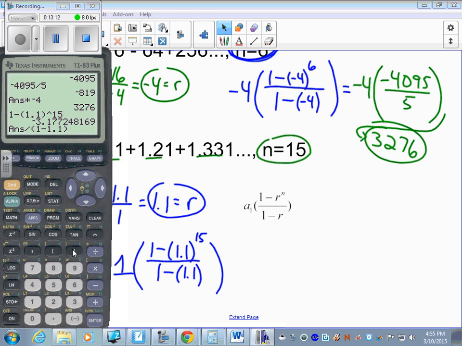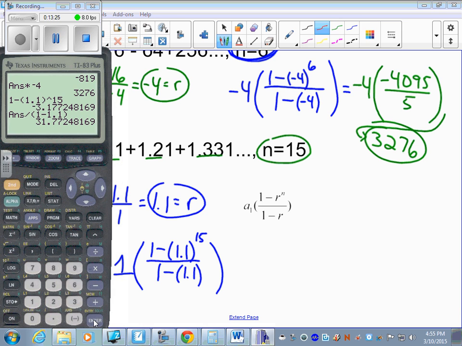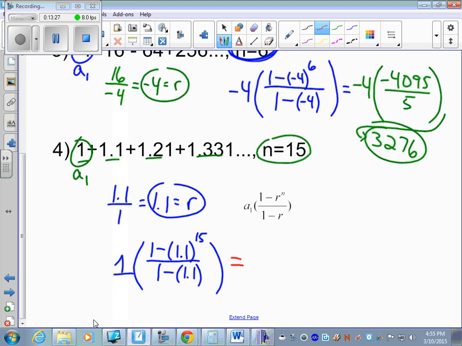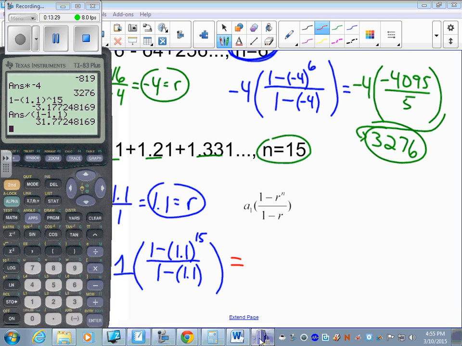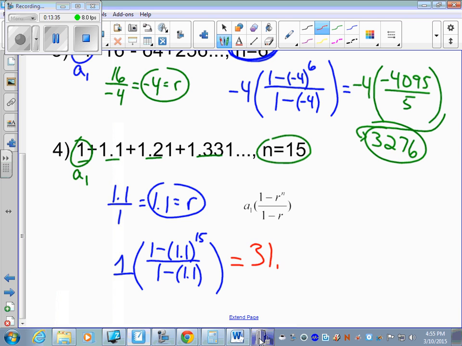And then multiply by 1, but that doesn't do anything. So the answer, in this case, I would say rounded. This was a pretty wild number, so you don't have to write the whole thing because it's not going to be exact. We'll just say 31.8. Let's put a little wavy equal sign for approximately. Come to class with any questions on this.